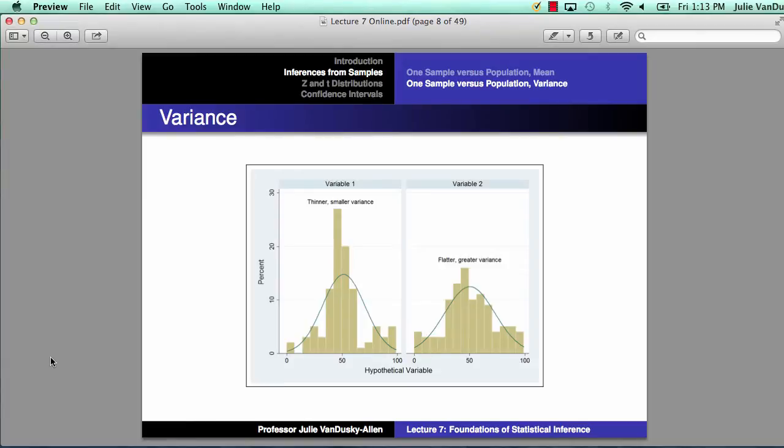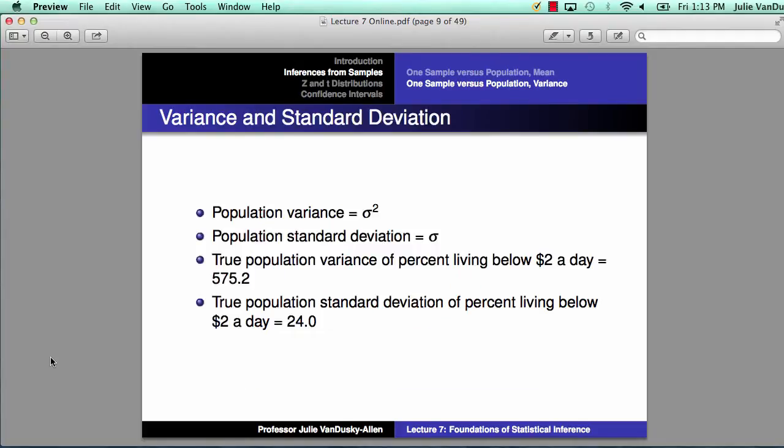These two graphs illustrate two distributions with the same mean, but one has a small variance and the other has a large variance. The variance for the entire population of a variable is denoted by the Greek letter sigma squared. The standard deviation for the entire population of a variable is denoted by the Greek letter sigma.